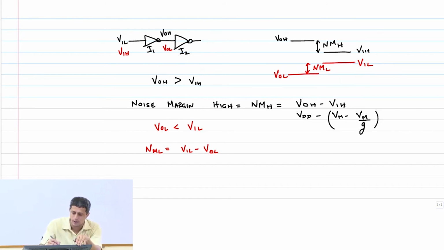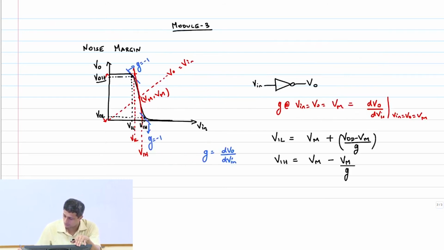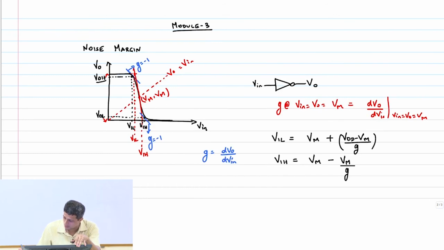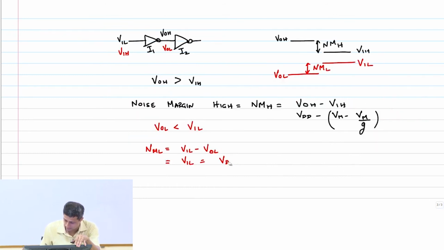Right? Similarly, what is noise margin low? VOL is what? Yeah, 0. So, this is just VIL. So, this is what we derived again, VM plus VDD minus VM by G.